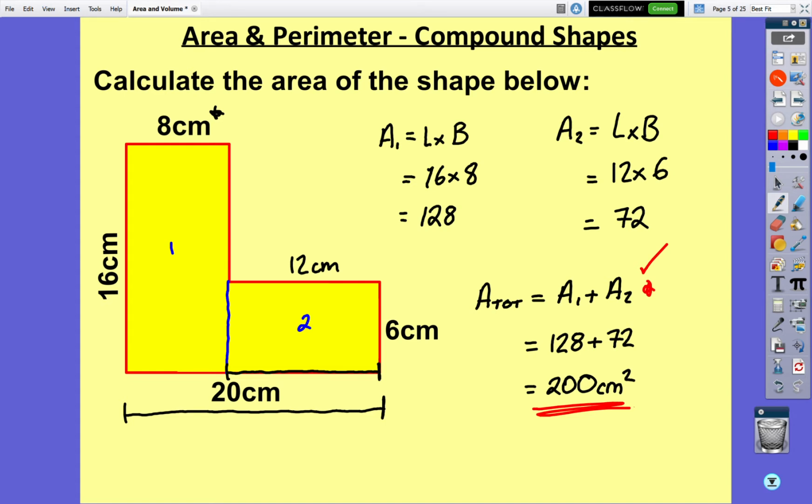Okay, I'm not overly fussed about having my units in up here. You can put them in if you want, it doesn't really make a difference, but you need to get your units in at the very last step.